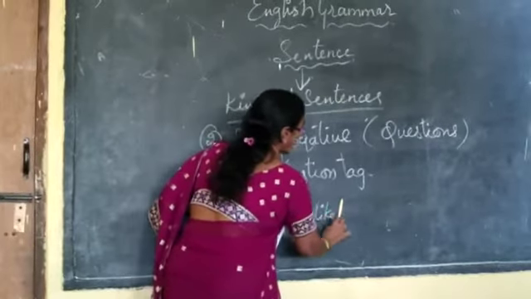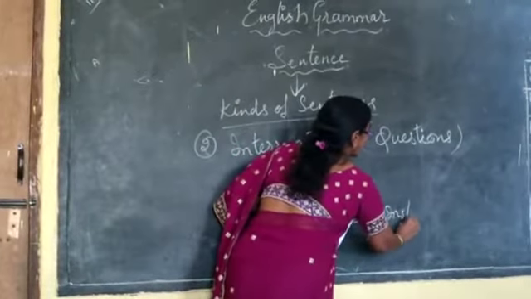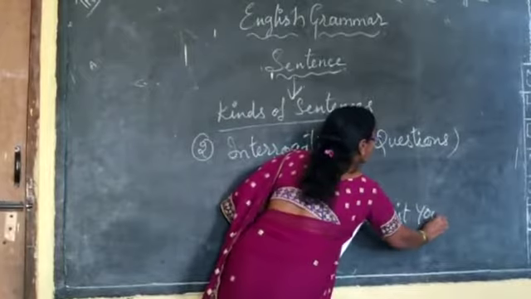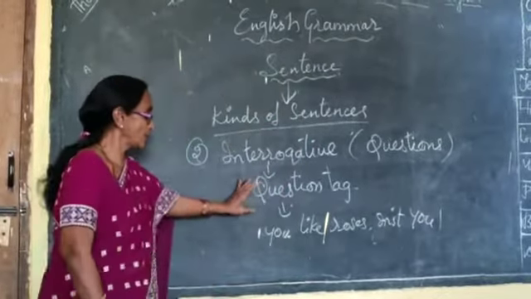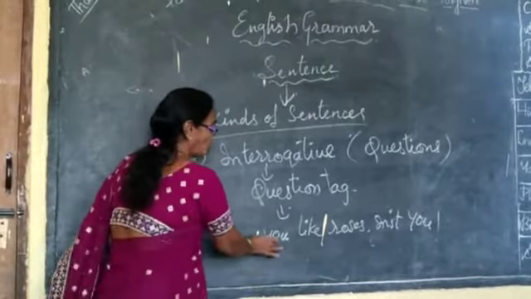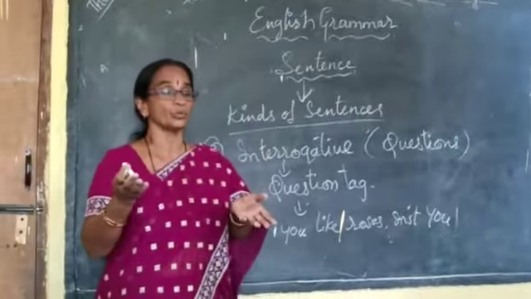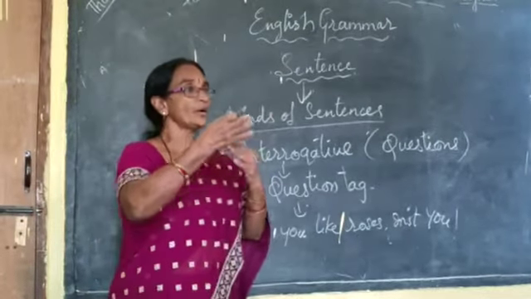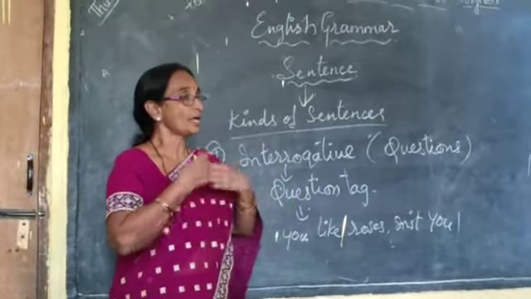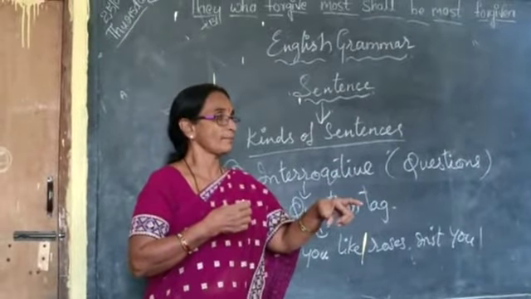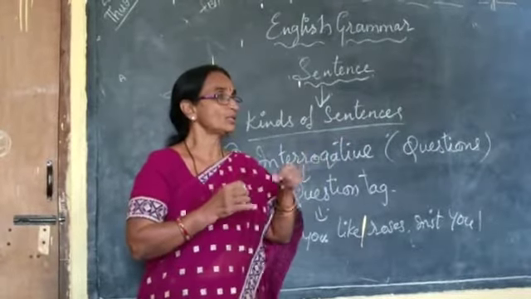You like roses, isn't you? See, question tag means, for example here, you like roses, isn't you? That is only for confirmation. I am just confirming whether you like or not. I know you like roses. So just for confirmation I ask, you like roses, isn't you?